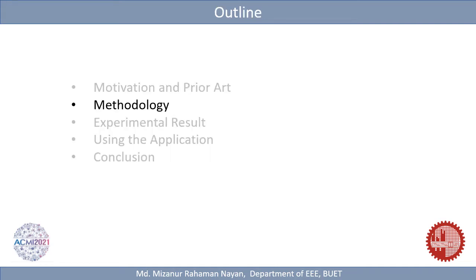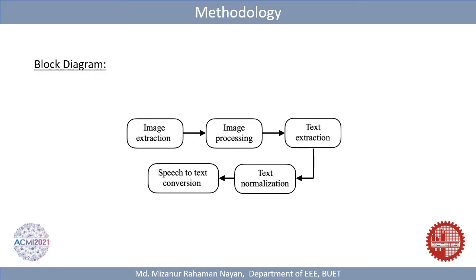Now, time to discuss the methodology. In portable document format, PDF data are stored as content instead of text. As a result, we are unable to extract text from PDF directly. The process of converting PDF to speech can be divided into 5 major parts. First, we need to extract image from the PDF. Using optical character recognition, we can extract text from this image. After extracting text, we need to do normalization of the extracted text to make it speech standard. Finally, this text is used to produce sound which is recorded to an MP3 file.